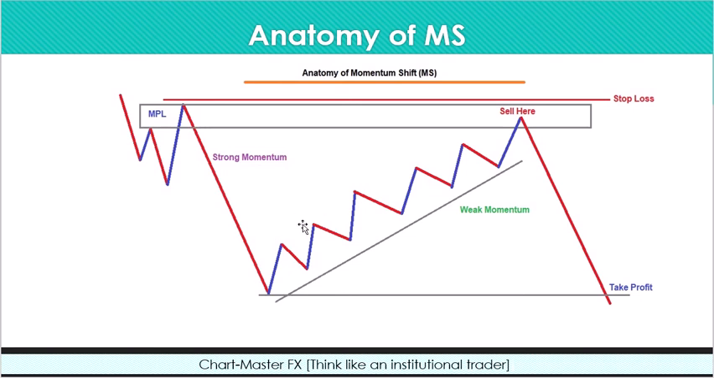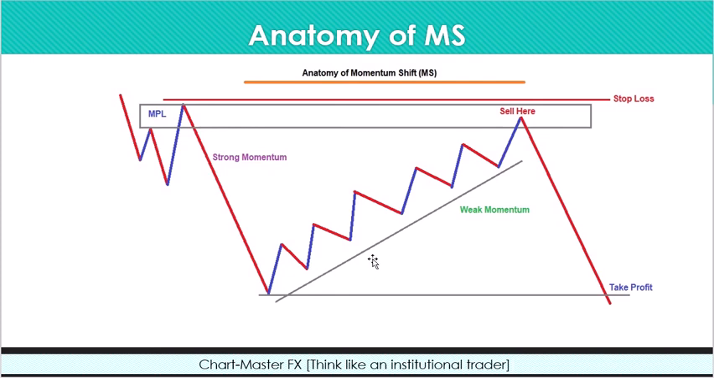So guys, basically this is the anatomy. As I have said before, we must have an MPL here, or a valid decision point, where the price drops with strong momentum to the downside. As the price is approaching this decision point, you can place your trade here, and you put your stop loss just above the MPL area. Then you put your target profit at the beginning of the momentum shift, which is the weak momentum.